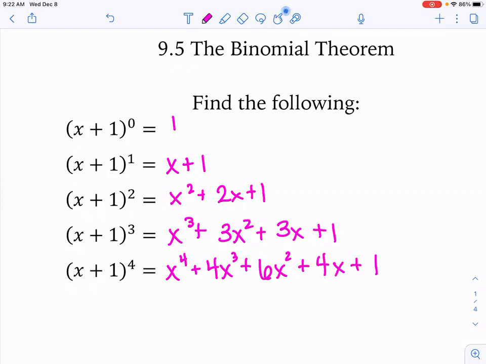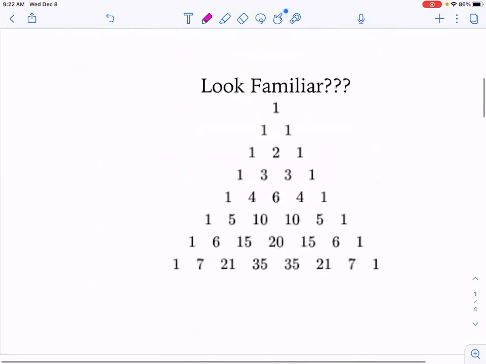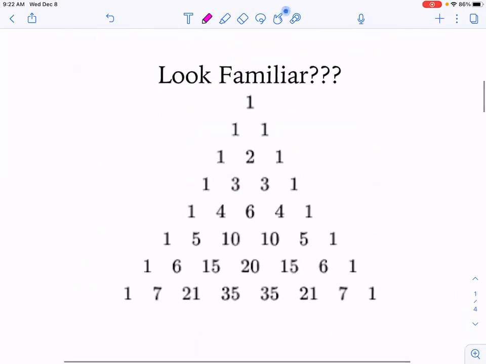Oh, those numbers. Grayson recognized them, did you? Dun, dun, dun, dun. This is Pascal's triangle. Let's talk about what's super cool about Pascal's triangle. If we take two numbers from a row and add them, it's the number that is below.